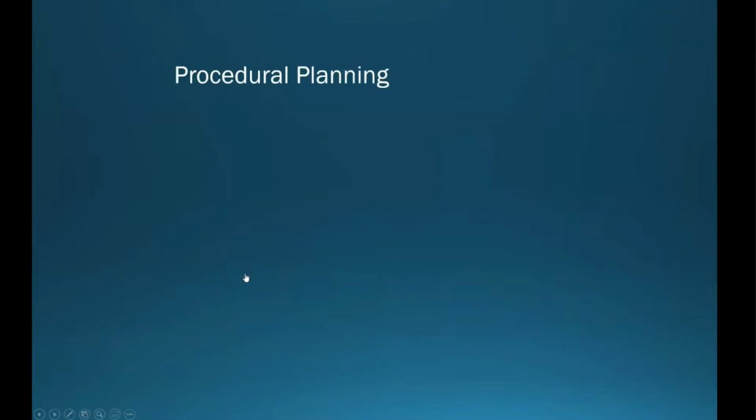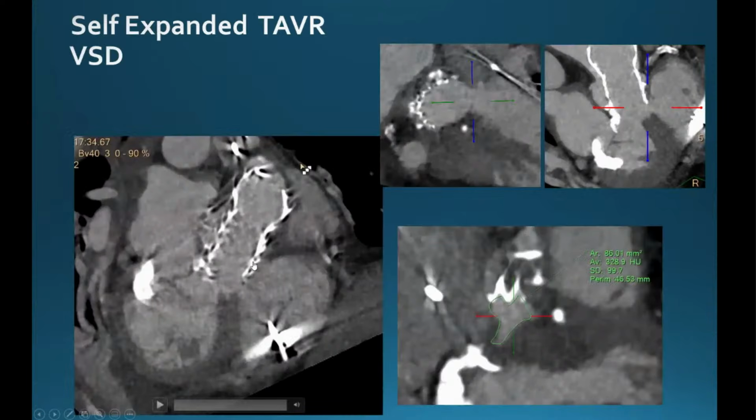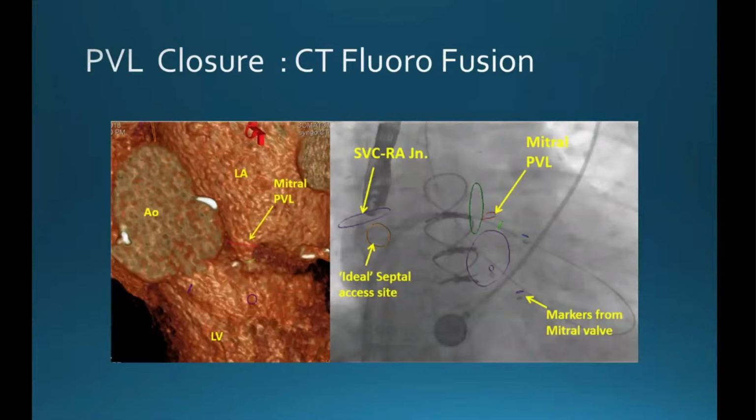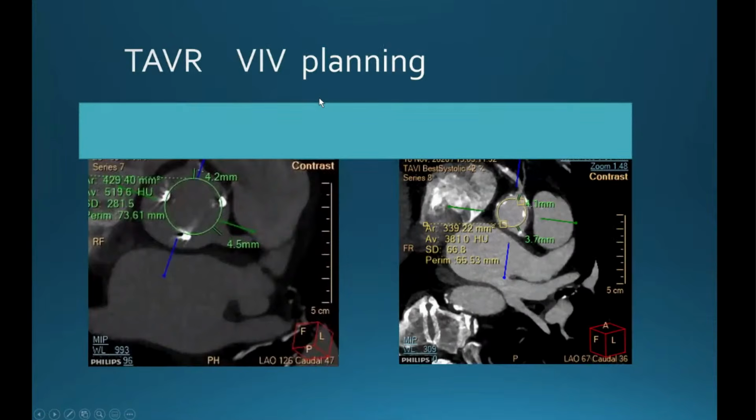Okay, so for procedural planning, I think I spend more time doing procedural planning right now when I read a CT, and we talk about PVL closure with CT fluoro fusion. Basically, we need to provide our interventional cardiologists the location and size. This is all in conjunction with a TEE, but this has become less and less common. We haven't done that recently, too many cases. But what we're doing a lot is what we call valve-in-valve planning.